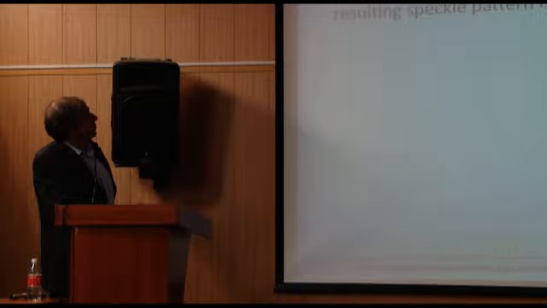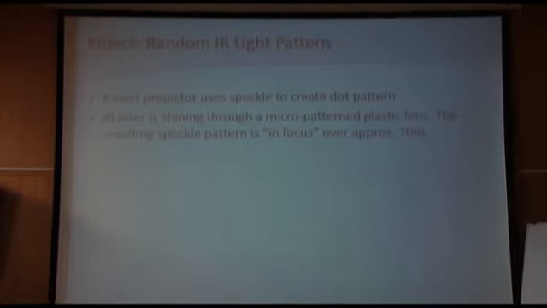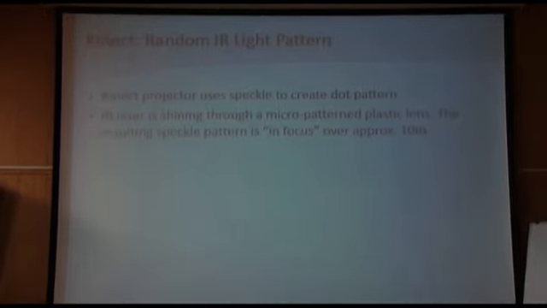It works as follows. We have, as already said, an infrared laser. And this infrared laser is shining through a micro-pattern plastic lens. You have some random pattern on the lens. The laser is going through the lens and is producing a random pattern on the surface. And this pattern is in focus over 10 meters more or less. Why? Because it's a laser.